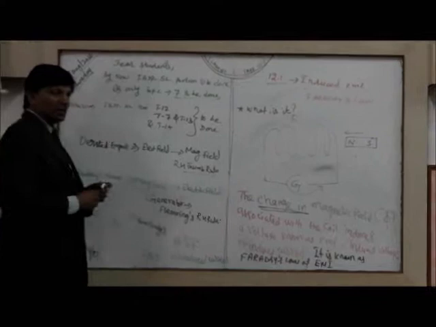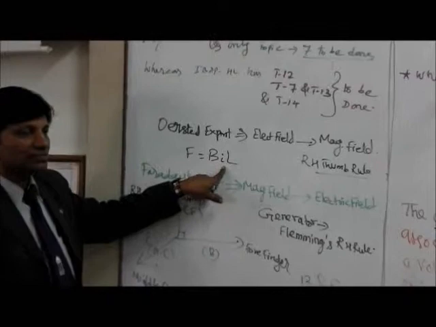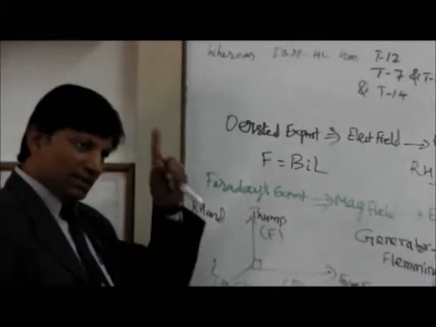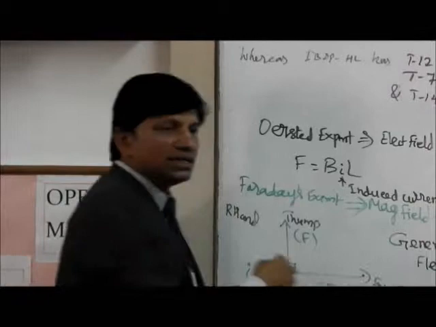This current has a relation with F and B, that is the famous BIL formula. What is the relation? F is equal to BIL. This time I will use small i, the induced current. See, the link is already there. This is the same formula we are treating around this.